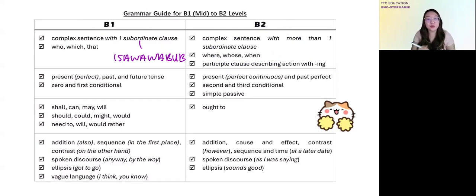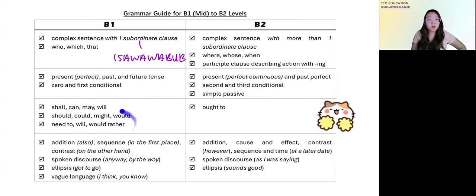Then moving forward, when you are trying to prep or do revision, not only work on it based on B1 criteria, but also B2 criteria. Okay, moving on to the second row, we have our present, past, and future tenses. Okay, use zero and first conditional, but for this one it is present perfect continuous and past perfect, second and third conditional, and simple passive. So the zero, first, second, and third conditional, don't worry, all this is grammar knowledge I will eventually teach you in the normal class.